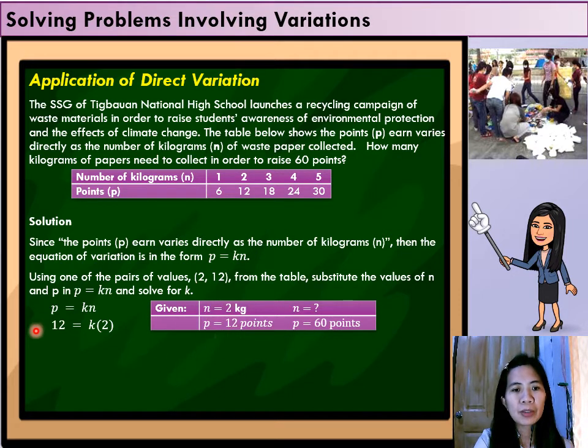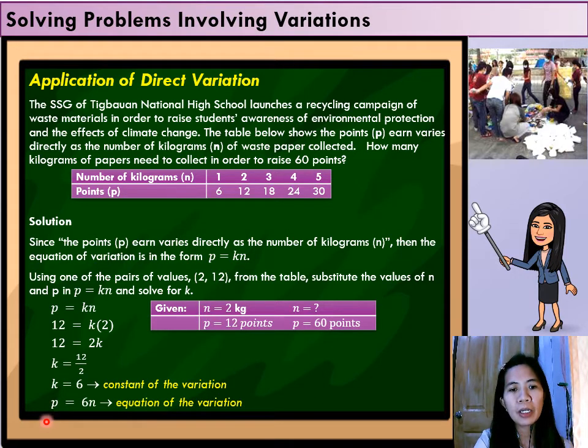The value of P is 12, equals K times 2. Simplify: 12 equals 2 times K, which is 2K, and then divide both sides of the equation by 2. So 2 divided by 2 is 1, so the remaining will be only K. Then 12 divided by 2 is 6. So this is now the constant of variation. So we have our equation P equals 6 times N.